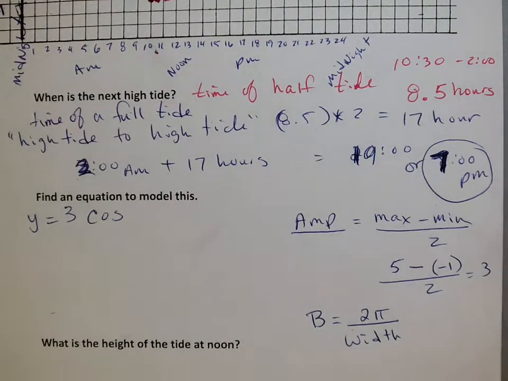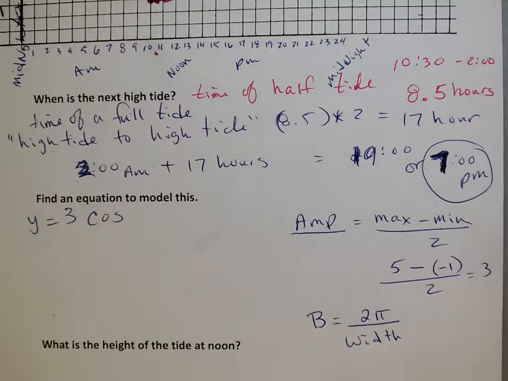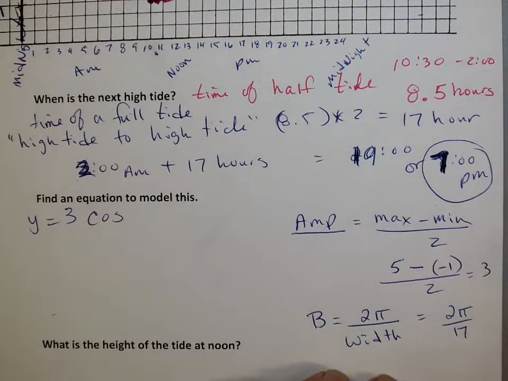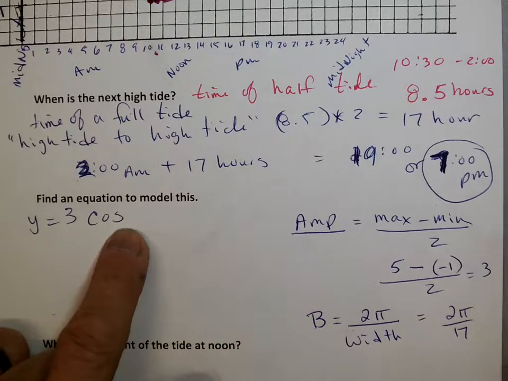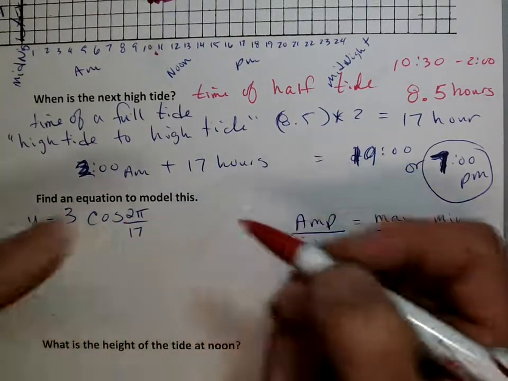Okay? The width of this graph is 17 because it's 17 hours from high tide to high tide. That's my width because my axes are in terms of time, right? So my width has to be at time, and our width is 17, so our b is 2 pi over 17. So I'm going to put that in there for b. So I'm going to have 2 pi divided by 17.